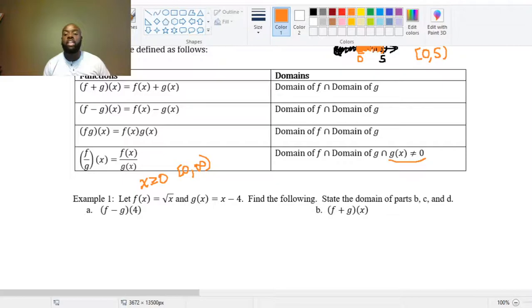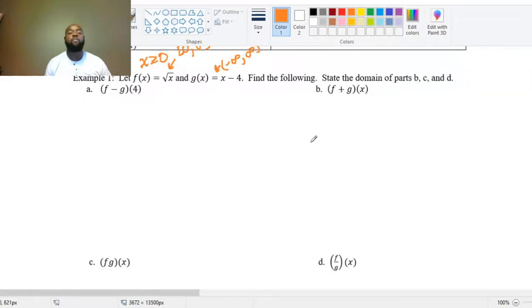And so when I go to g of x, notice that that's a linear function, and the domain of any linear function is all real numbers. So it's from negative infinity to infinity. So this is the domain of f, this is the domain of g, okay? In part A, we want to find f minus g of 4. Again, I could rewrite that as f of 4 minus g of 4.